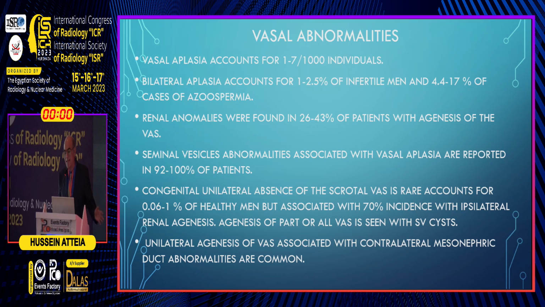Now, congenital unilateral absence of the scrotal vas is rare, accounting for only 0.01 to 1% of healthy individuals. Most of them, 70%, occur in the distal portion. And the incidence of ipsilateral renal agenesis of part of the vas is usually common with seminal vesicle cyst, as I showed you. Unilateral agenesis of the vas associated with contralateral mesonephric duct abnormalities is very common.